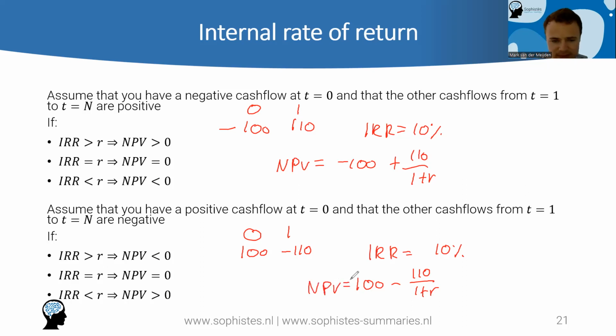Here it would be switched. So you will see that now if I use an R smaller than 10%, the NPV becomes negative. You can try it out in your calculator. You will see that the NPV is negative. So it's really important to keep track of which cash flow comes first. Most of the time, it's this situation where you first pay a negative cash flow and then a positive cash flow. But in theory, it could be switched. And that's what I want to tell you with this slide.